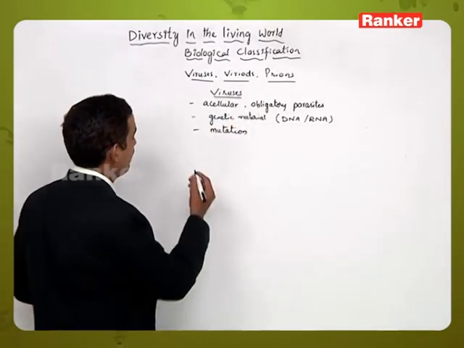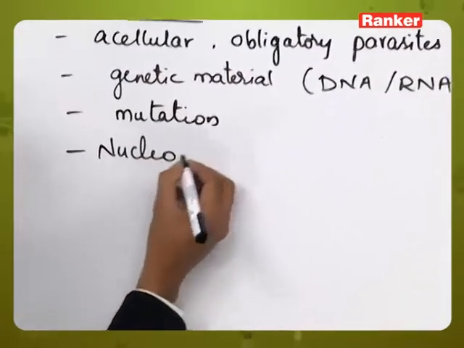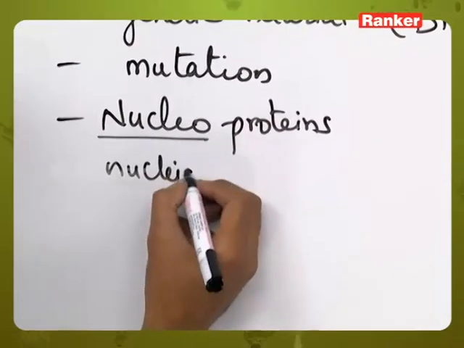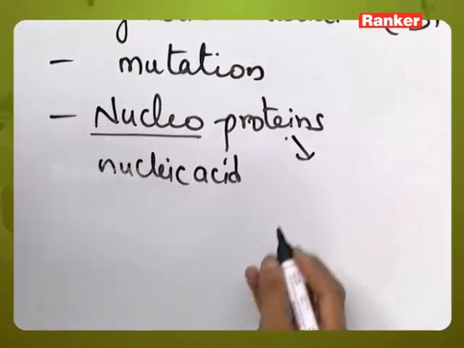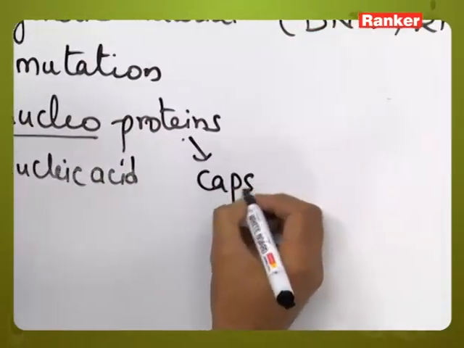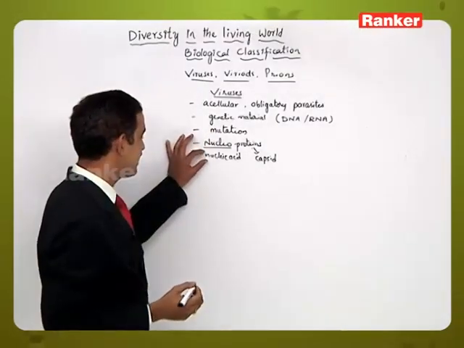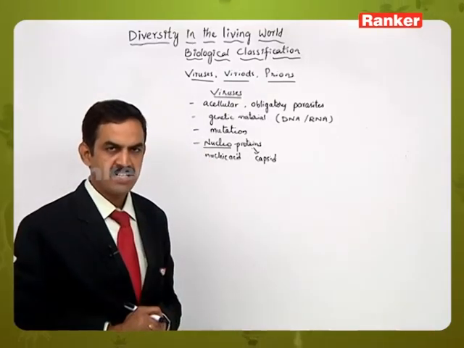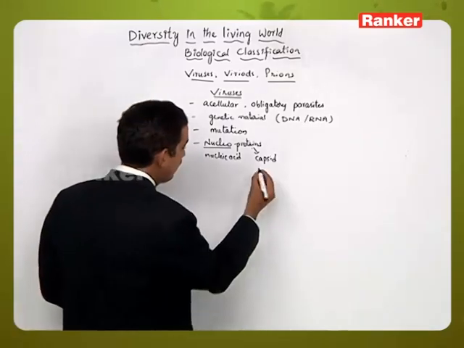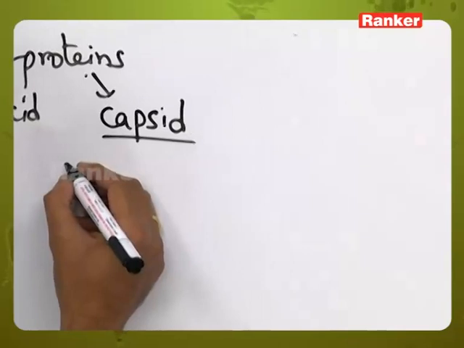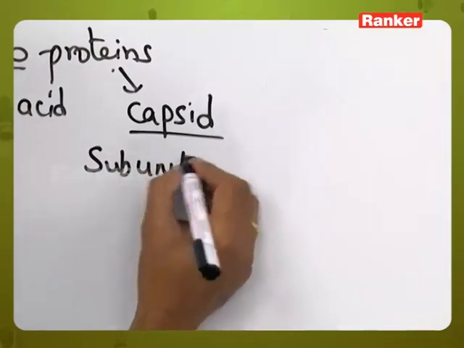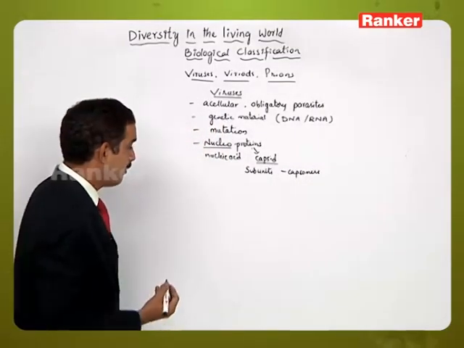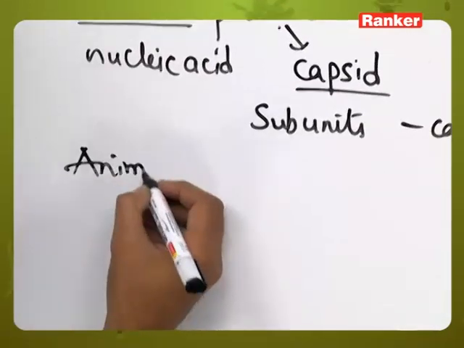Viruses are chemically called nucleoproteins. Why? Because they contain nucleic acid and a protein part. The protein part is called the capsid. Generally, the nucleic acid is present in the core region, the central part, which is surrounded by the protein part, considered as a protective sheath, the capsid. The capsid is made up of subunits, and the subunits of the capsid are called capsomers.